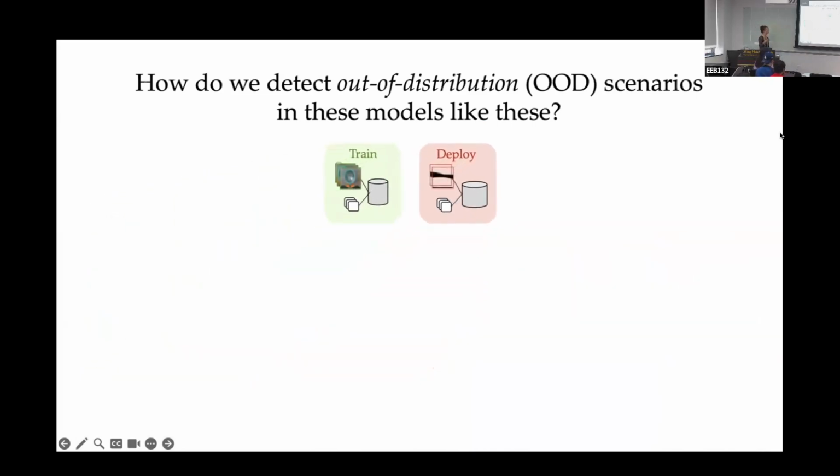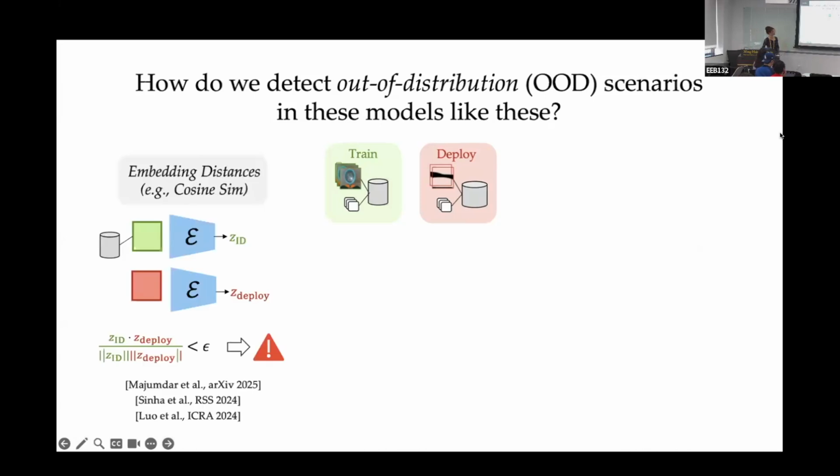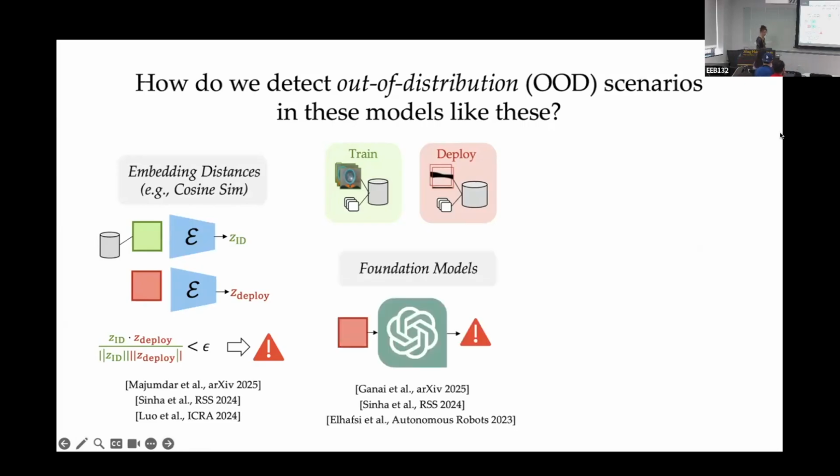And just super broadly, so we're on the same page, I'll mention three classes of popular OOD methods today. There are many, many more than this, but these are the ones I just want to quickly highlight because they're quite modern and relevant to many of you in the audience. So one is you look at embedding distances between your training data and your deployment data. For example, something like cosine similarity between an embedding of an observation you see in your data set and an embedding of some observation you see at deployment time. Oh no, if they're too different, you're probably in some OOD condition.